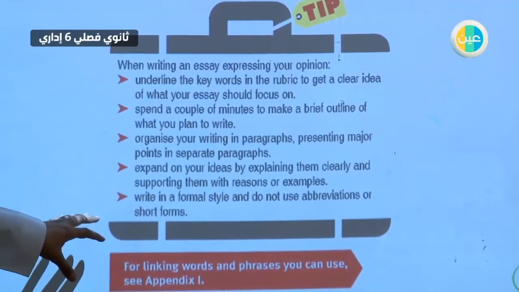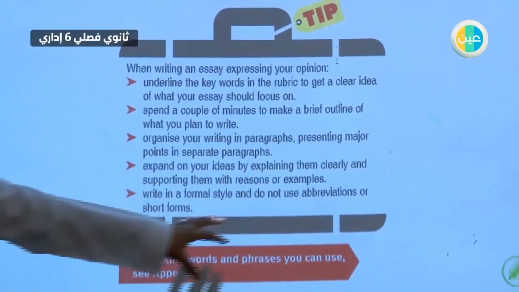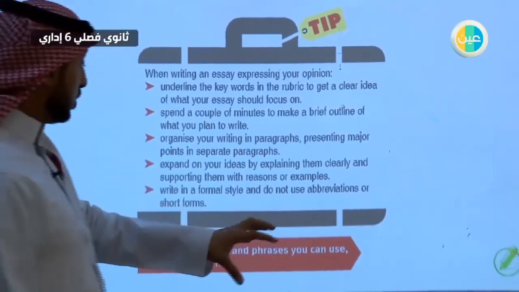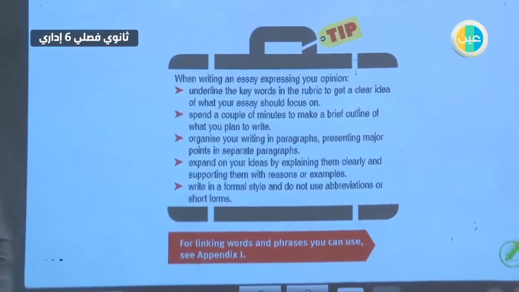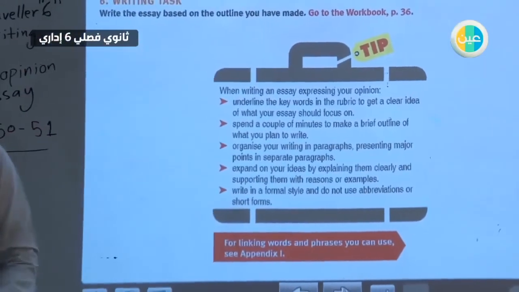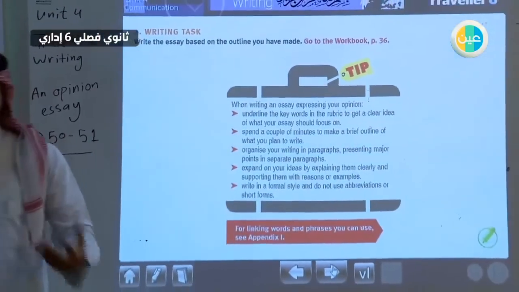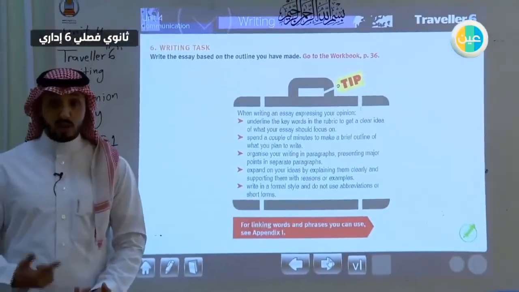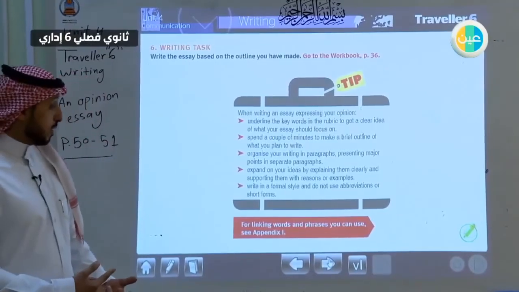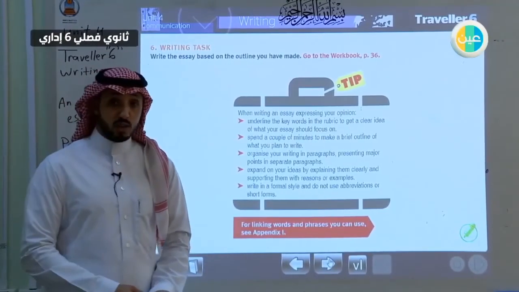Last one here, write in a formal style and do not use abbreviations or short forms. هنا يتكلم دائما الإسي يكون more formal. كيف formal؟ يعني يكون شيء رسمي، ما يكون فيه اختصارات، no abbreviation, short forms, etc.